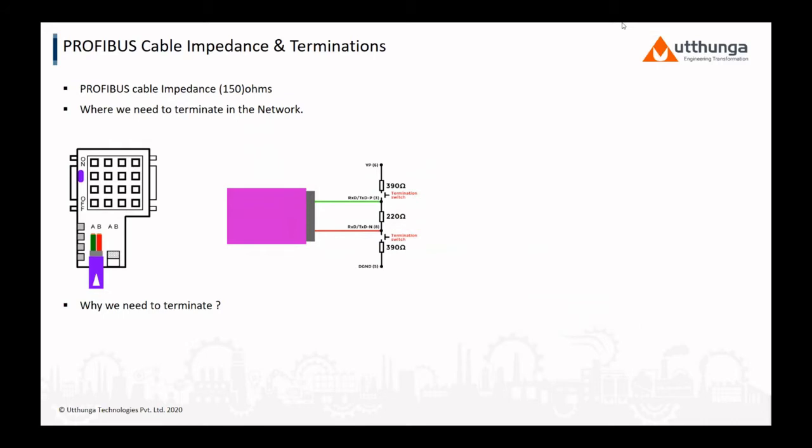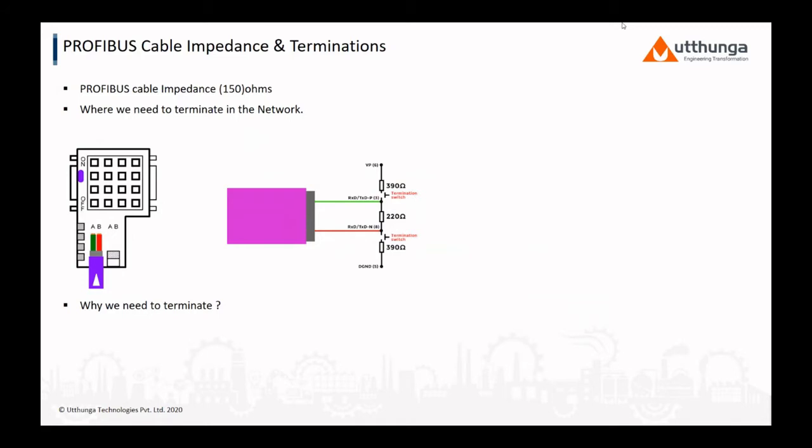Terminations should be at the start of the network, the end of the network, and the end of each segment. You can see this is a PROFIBUS connector, a sub-D9 connector, and inside the sub-D9 connector there are three resistors, 390, 220, 390, which will give you an output of 175 ohms. So this 175 ohms is grounding the energy flowing in the PROFIBUS cable.